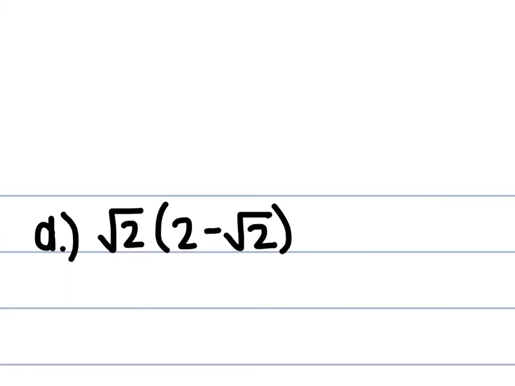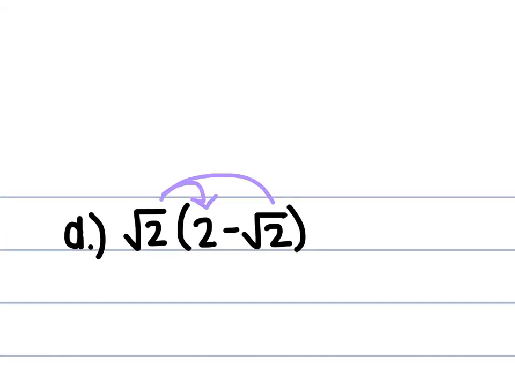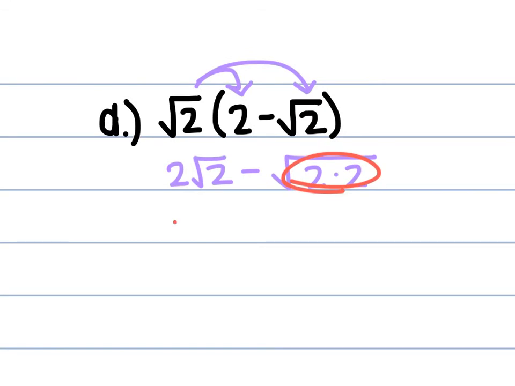For D, we have the square root of 2 times 2 minus the square root of 2. So again, we're going to do square root of 2 times 2, which is 2 square root 2, minus the square root of 2 times the square root of 2, which is the square root of 2 times 2, which is going to give us 2 square root 2 minus 2.